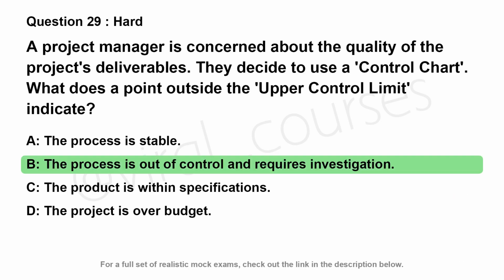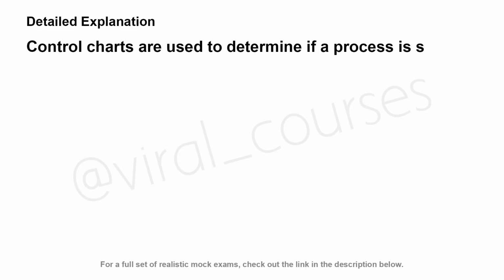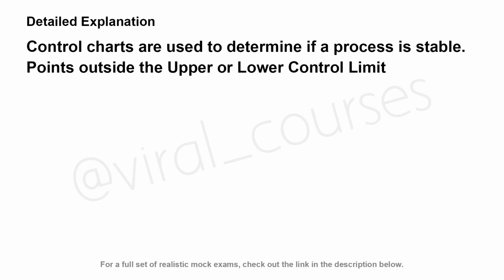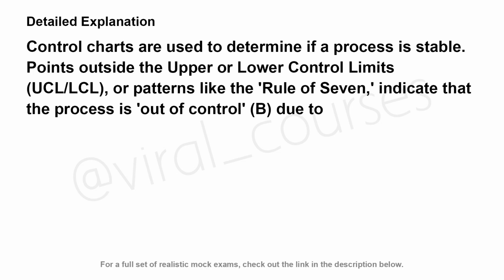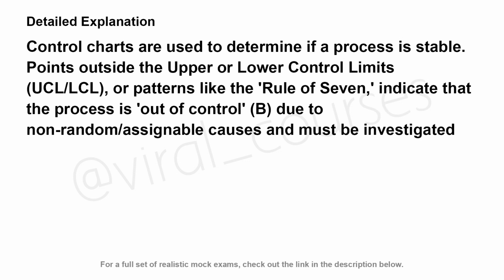The correct answer is B. Control charts are used to determine if a process is stable. Points outside the upper or lower control limits, UCL, LCL, or patterns like the rule of 7, indicate that the process is out of control. B. Due to non-random, assignable causes and must be investigated.